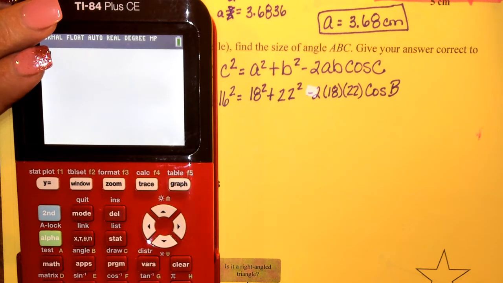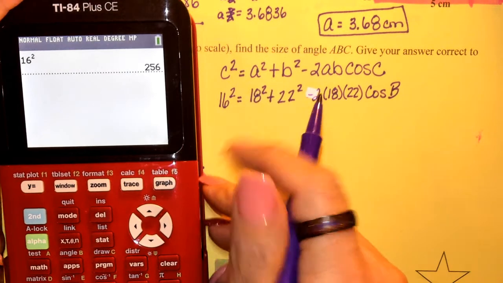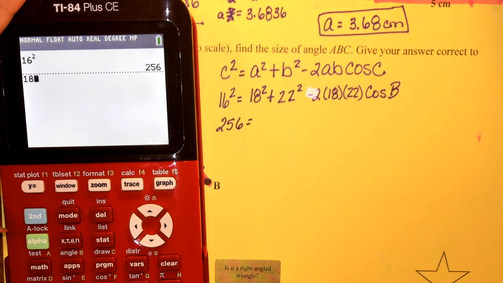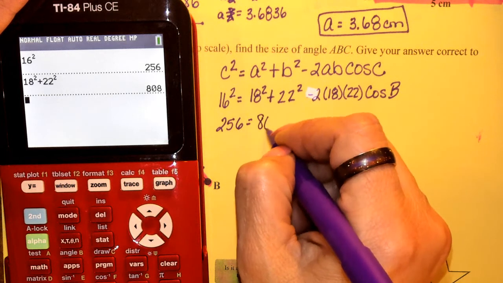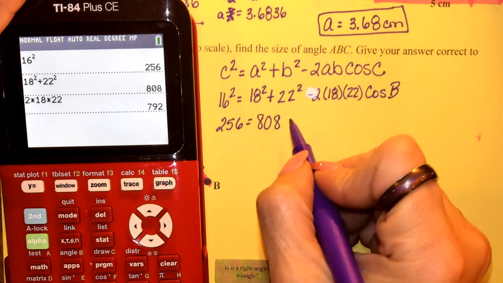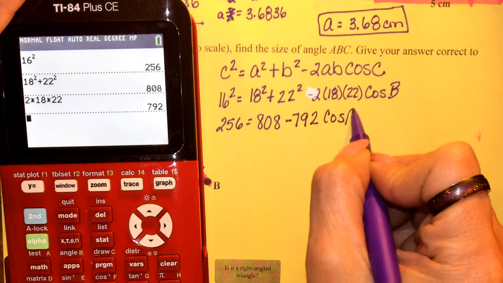All right, so 16 squared, I should know my squares better than I do. 256 equals 18 squared plus 22 squared. I'm just going to go ahead and do those together. 808. And then I'm going to do 2 times 18 times 22. So that will be minus 792 cosine of b.